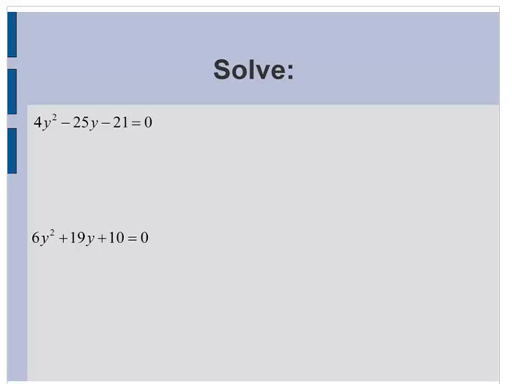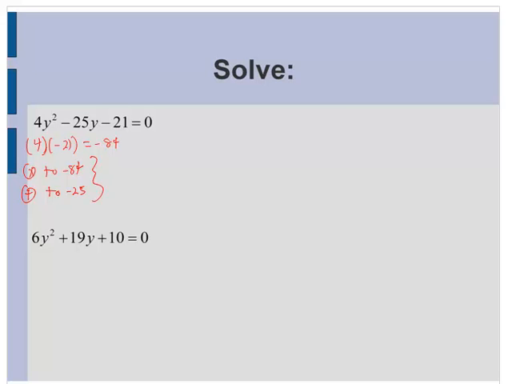All right, what if we had 4y squared minus 25y minus 21 equals 0? Now the lead coefficient is not 1. We have to be more careful. This is the more difficult situation. 4 times negative 21 is negative 84. We need a pair of numbers that multiplies to negative 84 and adds to negative 25.